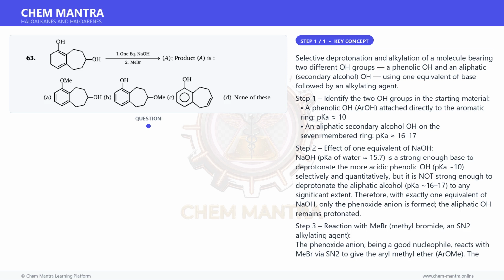Selective deprotonation and alkylation of a molecule bearing two different OH groups, a phenolic OH and an aliphatic secondary alcohol, using one equivalent of base followed by an alkylating agent.